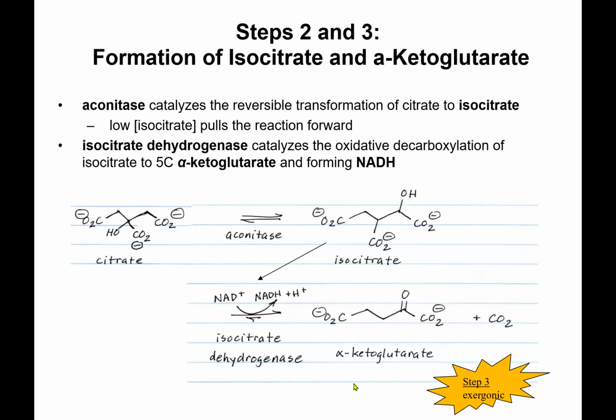Isocitrate dehydrogenase, whenever we see the name dehydrogenase, we're thinking redox reaction, right? So that's telling a story too. Isocitrate dehydrogenase getting us to alpha ketoglutarate and giving us some NADH.